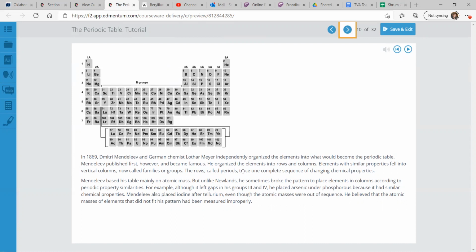For example, although it left gaps in his groups 3 and 4, he placed arsenic under phosphorus because it had similar chemical properties. Mendeleev also placed iodine after tellurium, even though the atomic masses were out of sequence. He believed that the atomic masses of elements that did not fit in his pattern had been measured improperly.